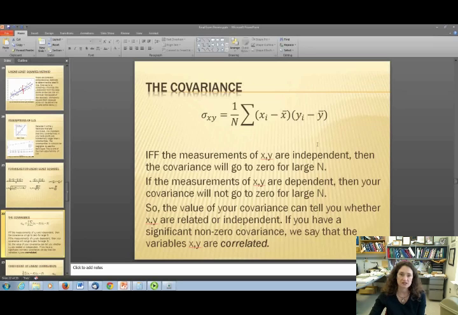But if x being more negative makes y more negative, and they're dependent on one another, then your covariance will tend towards some non-zero number. And so that's why it tells you whether or not they're related. If they are related, then we say that those variables are correlated.